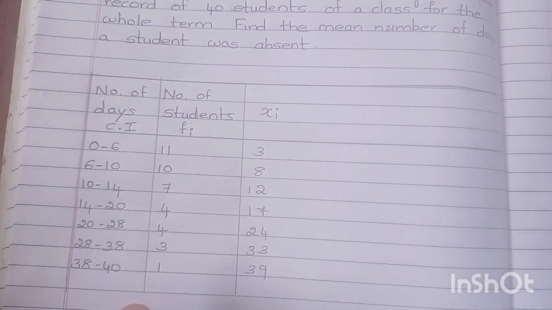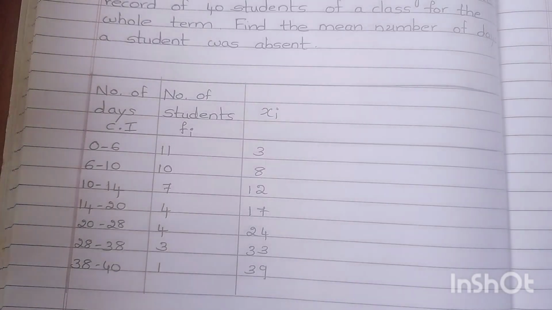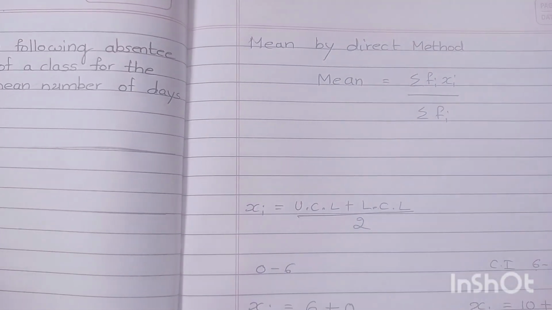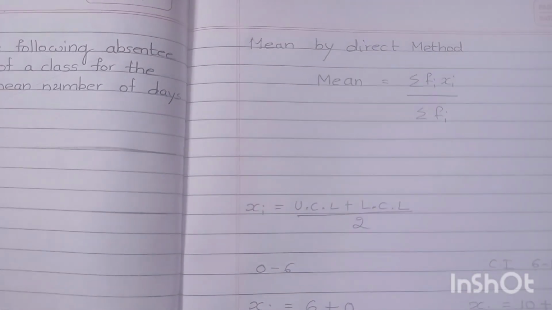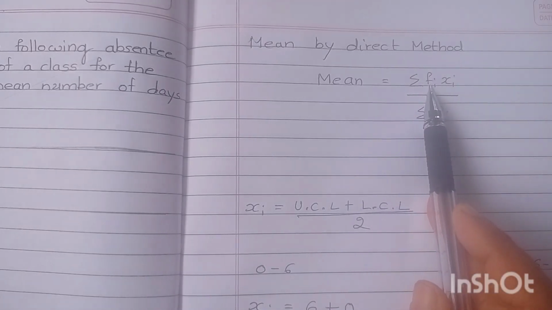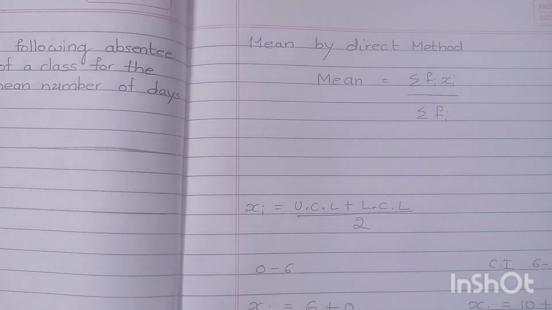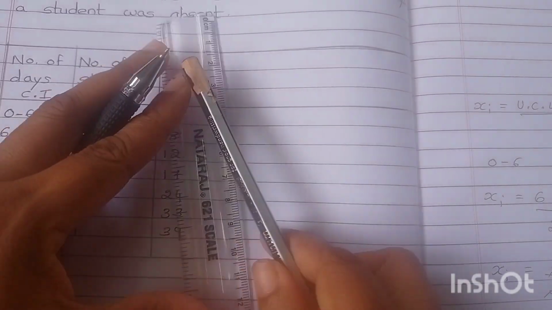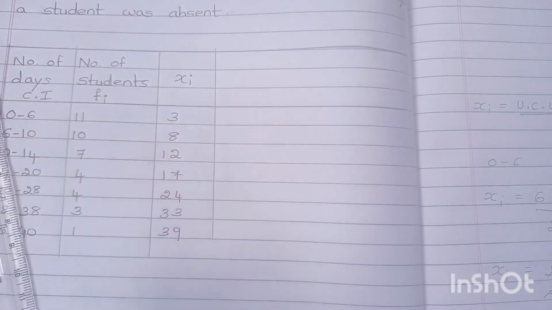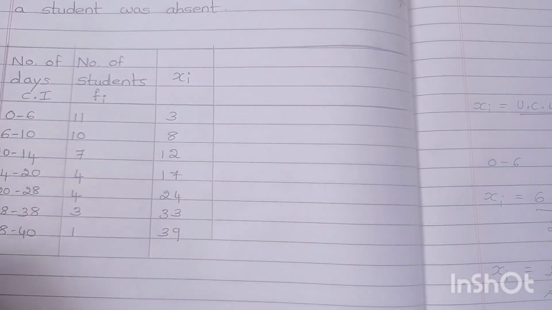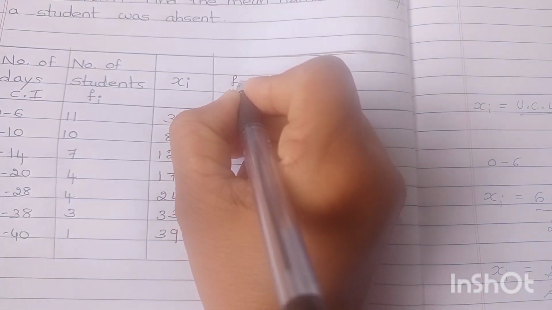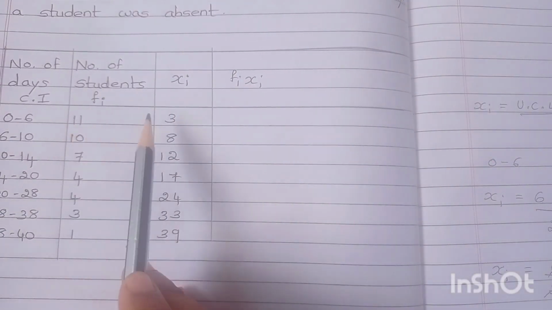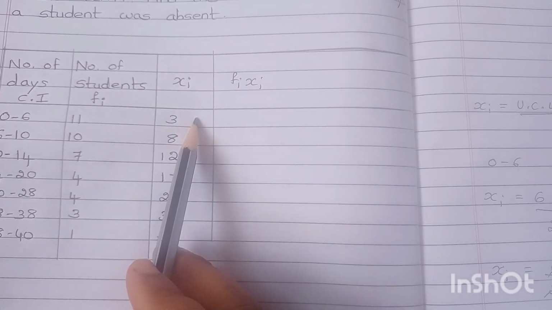Now what is the next step? The next step is we have to find fi into xi, because look at the mean formula here. We have fi into xi, which means we have to multiply fi into xi. So let us do the fi into xi table. Fi into xi means what? 11 into 3. This is our fi table and this is our xi table.